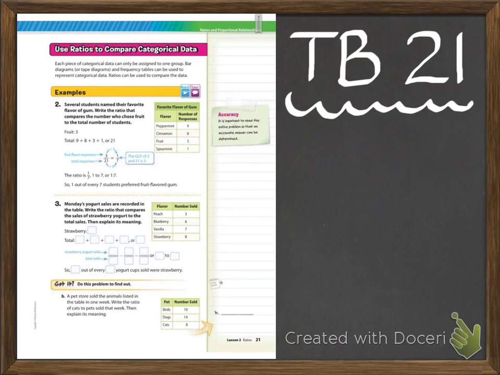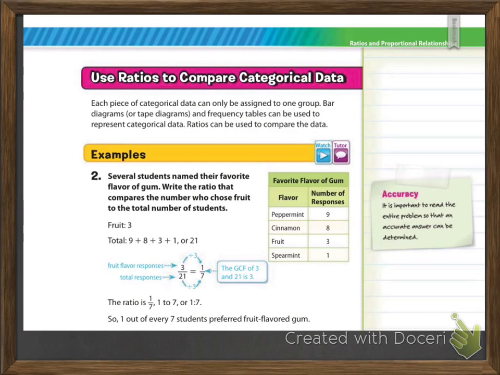All right, now we're looking at textbook page 21. So moving right along here, it says use ratios to compare categorical data. What they mean is sort of like survey information where there are different categories and only one number can go in each category. So it says each piece of categorical data can only be assigned to one group. Bar diagrams or tape diagrams and frequency tables can be used to represent categorical data.